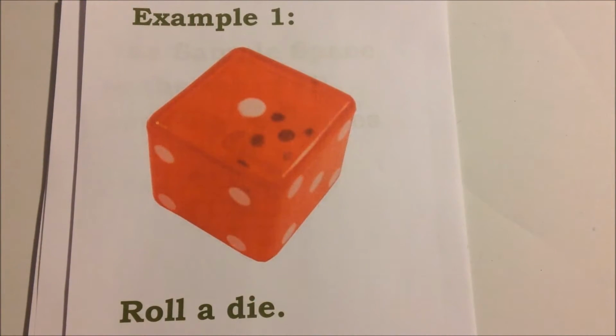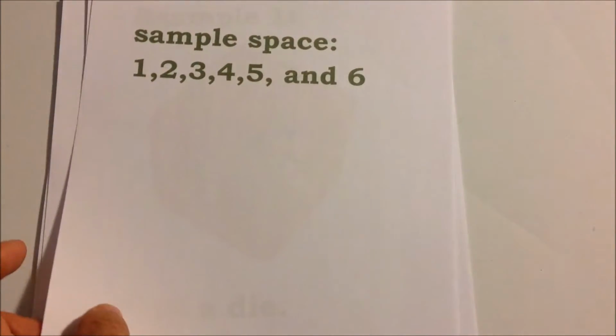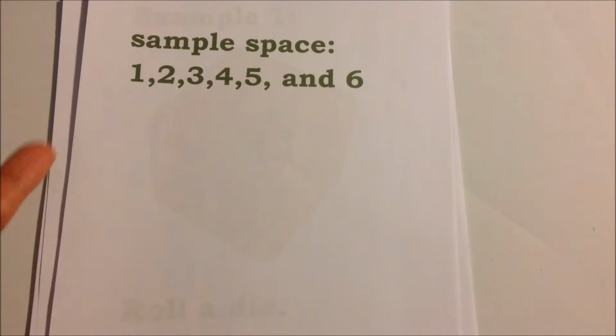So if we're rolling just one die, and we know that there's 6 sides in a die, and there's 6 numbers, so these are the possible outcomes. We can either get a 1, a 2, a 3, a 4, a 5, or a 6. That's the sample space. Now let's say we roll 2 dice.